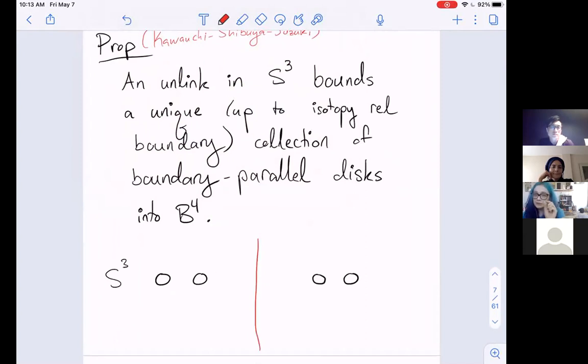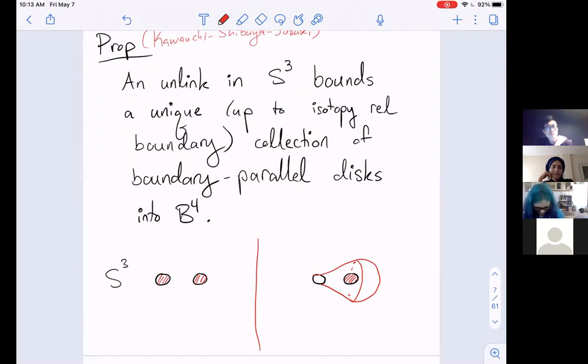And I'm going to draw two different sets of disks for this unlink. There's the obvious one. But on the other hand, I could have this disk sort of balloon around the other component and fill this in the normal way. And in S3, these sets of disks are not isotopic rel boundary.